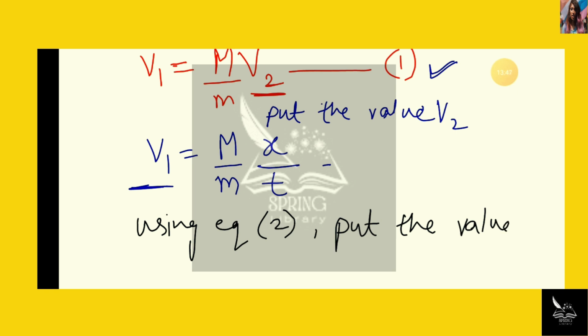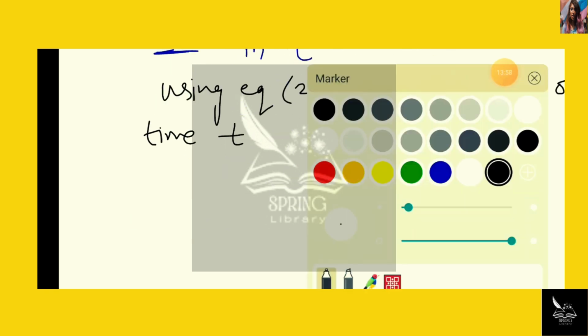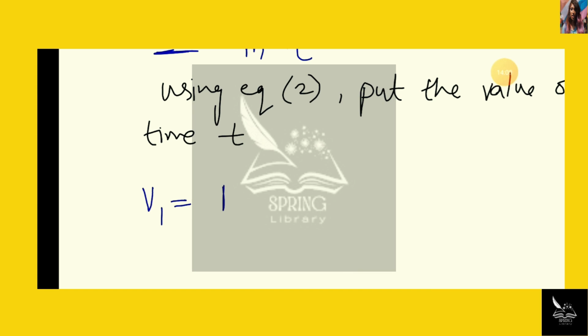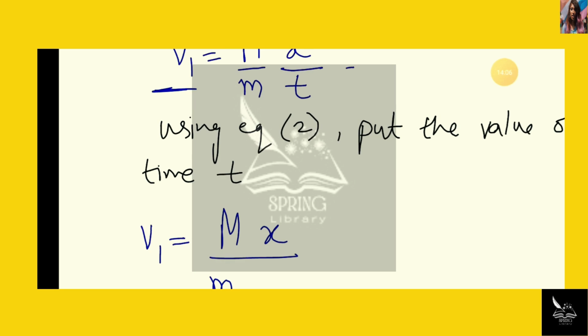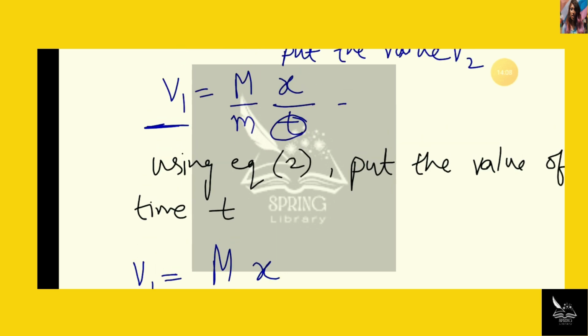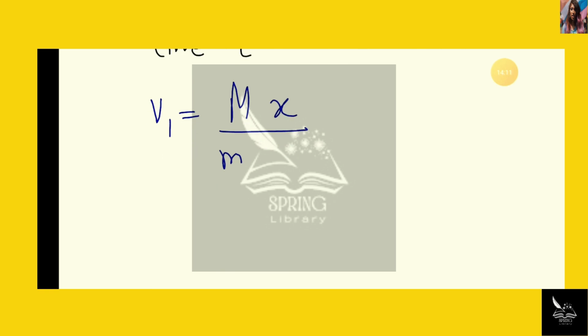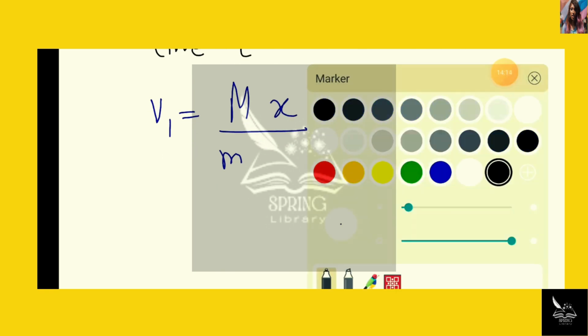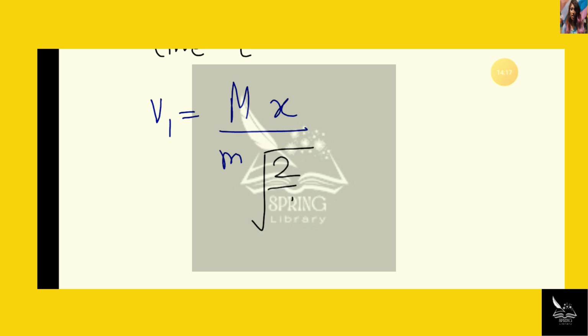So I can say that the above equation will be written as v1 equal to capital M times x divided by small m times, now after replacing this t, it will be written as square root of 2 over g multiplied by the parenthesis of square root of capital H minus square root of capital H minus small h.